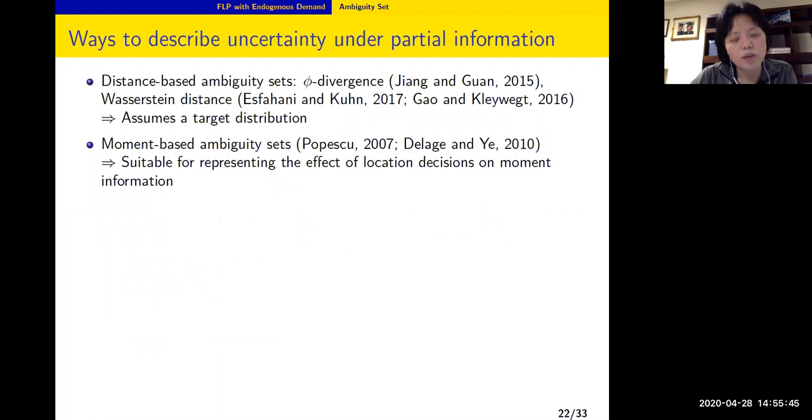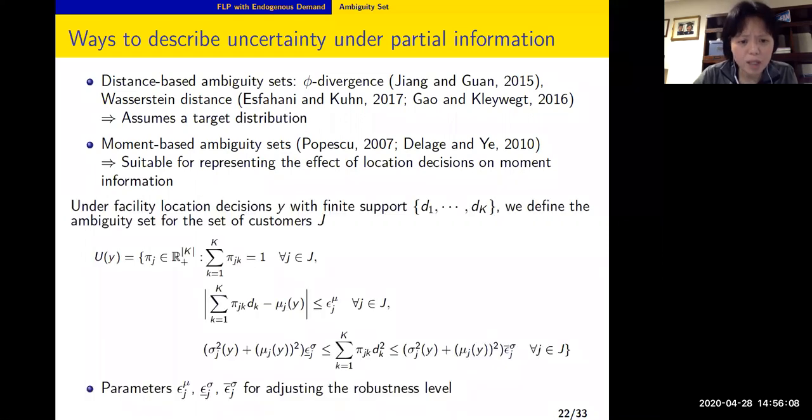As many of you probably already know, for DRO, distributionally robust optimization, there are many ways you can categorize the unknown demand distribution. Some papers talk about distance-based ambiguity sets, Wasserstein or phi-divergence. Some others use moment-based ambiguity sets. In this talk, I'm going to focus on the moment-based.